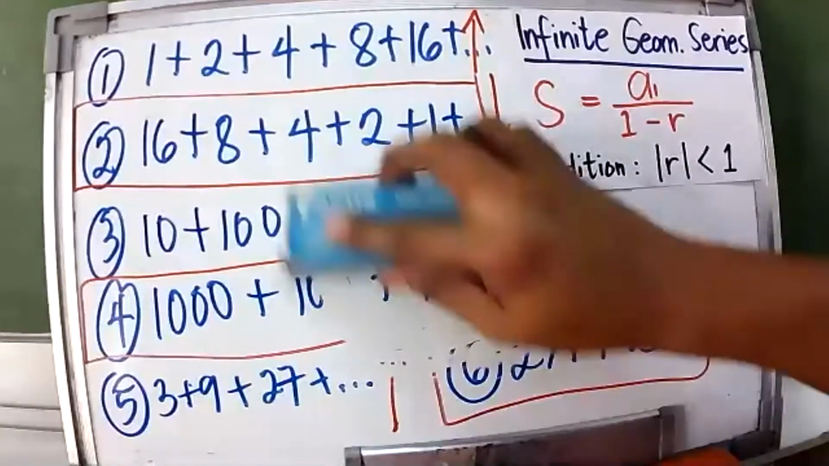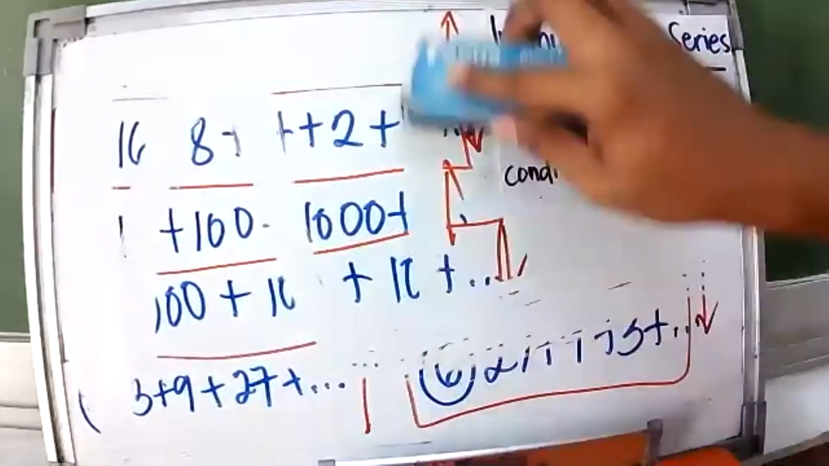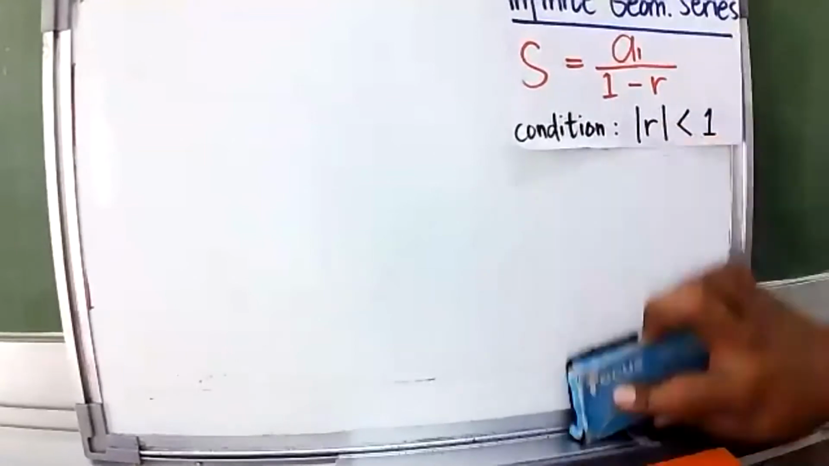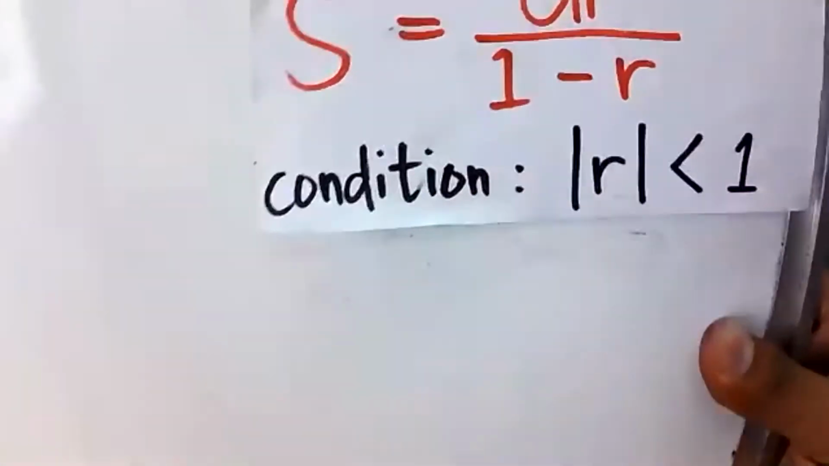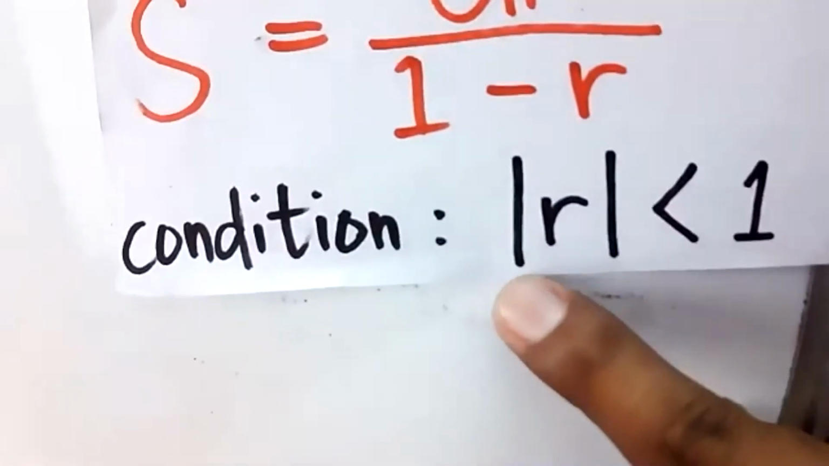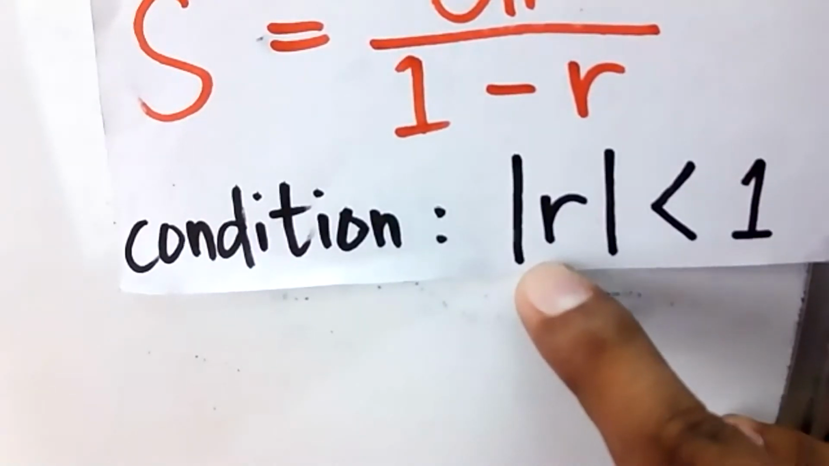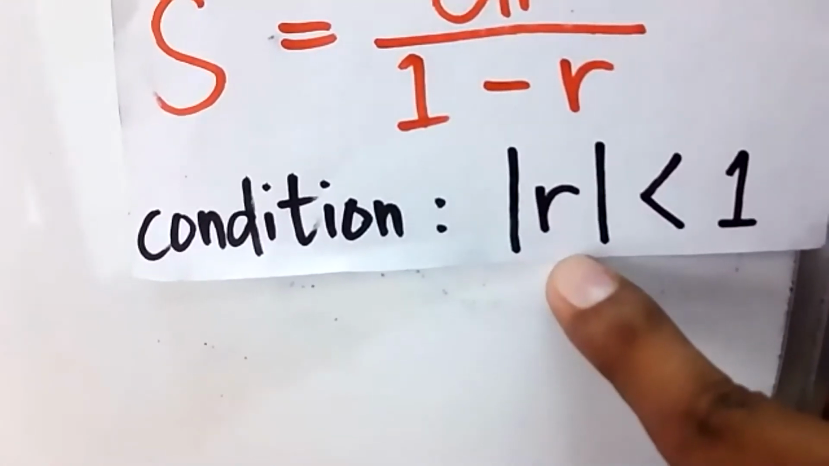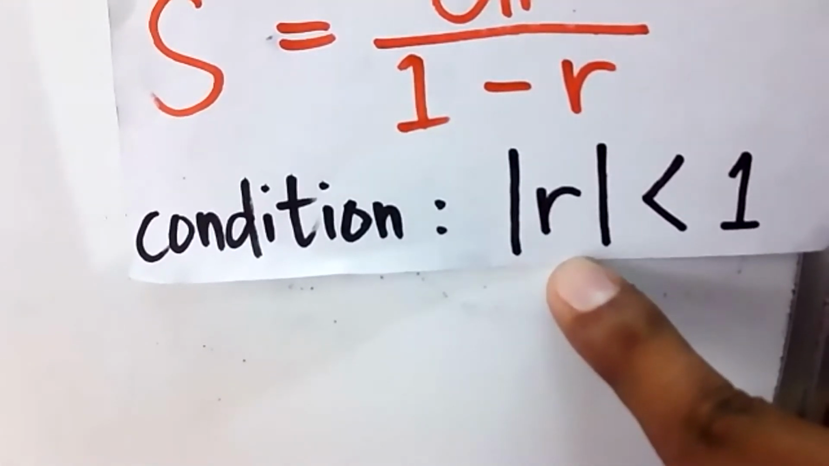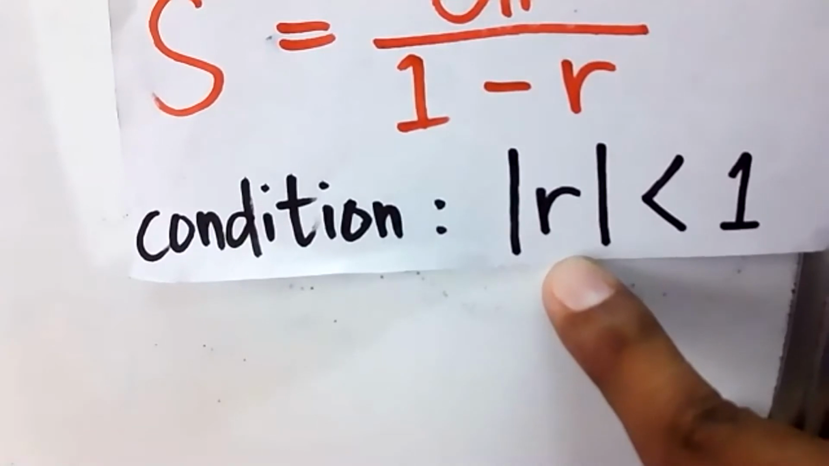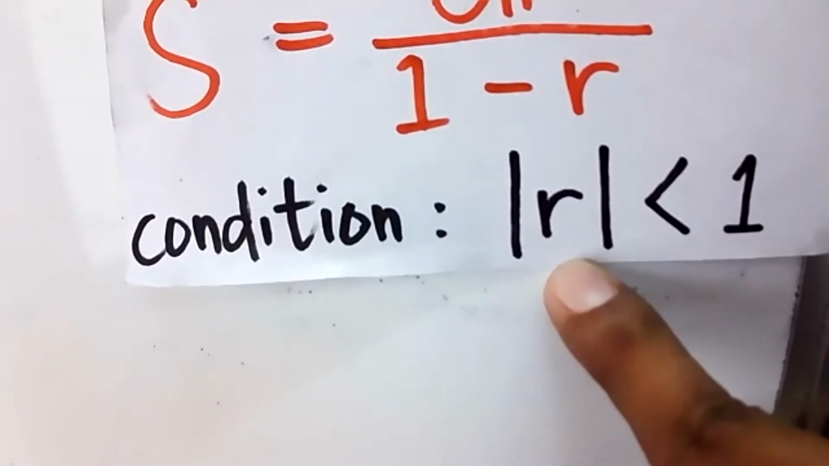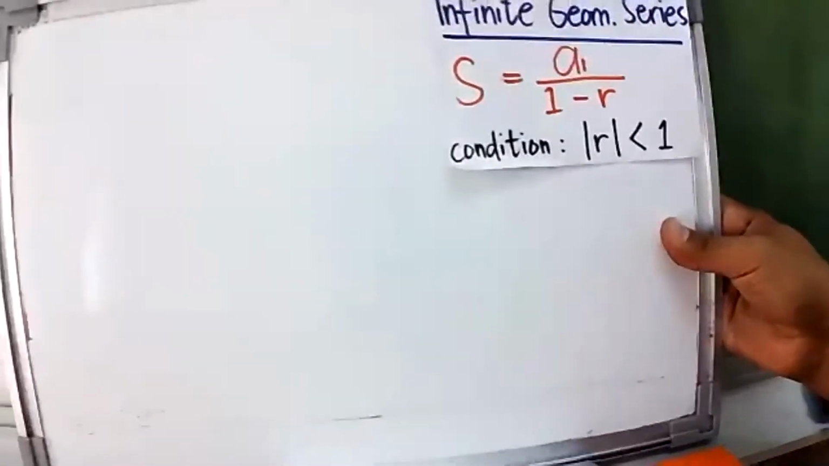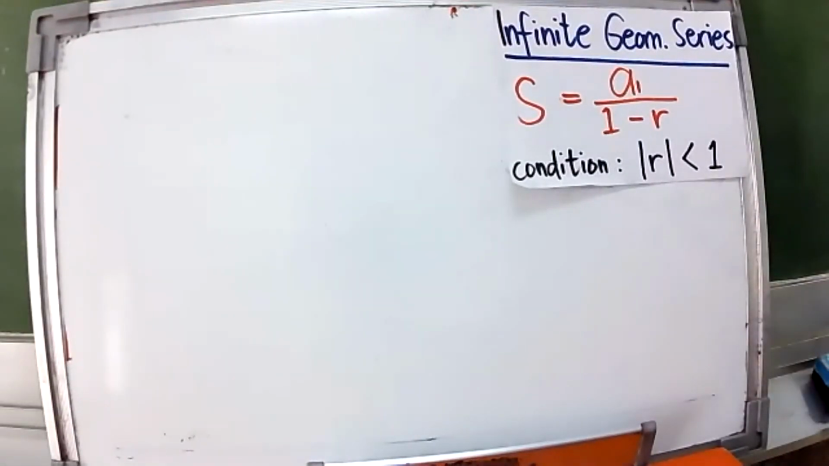Okay? Now, let's go to this condition so that you will understand it better. Let's have this. It says here, we have a condition. The absolute value of your common ratio should be less than 1. When we say absolute value, whether it's negative or positive, disregard the sign, you will just look at the positive value, the value of the number. And it should be less than 1. Okay? So therefore, if it's greater than 1, it doesn't have a sum.